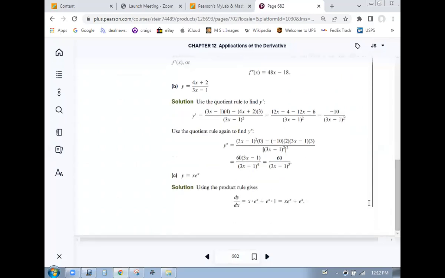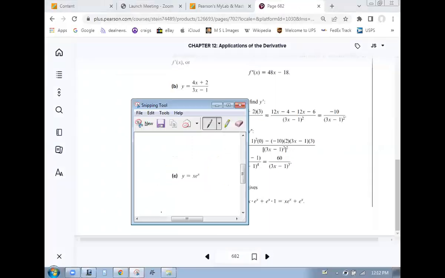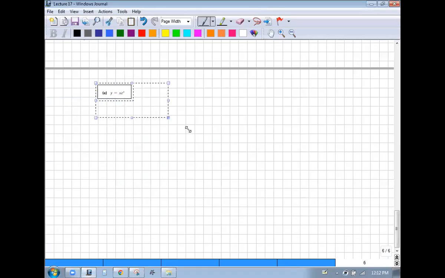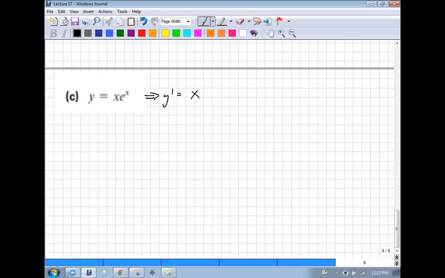Okay. Oh, this one's cool. Let's look at this one. All right, so fine. Product rule, right? We have the first function times the derivative of the second plus second function times the derivative of the first. The derivative of x is just 1, isn't it? Okay. So this is exactly what y was, wasn't it? All right. This is y plus e to the x.